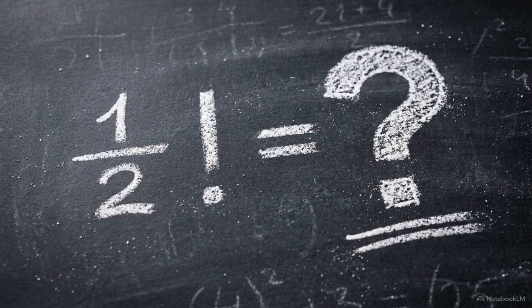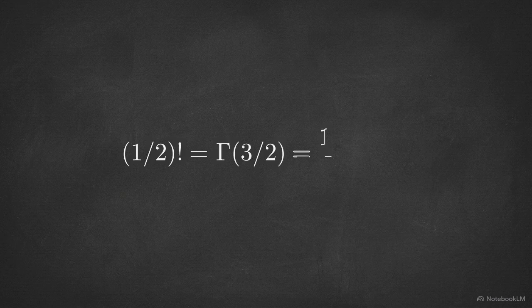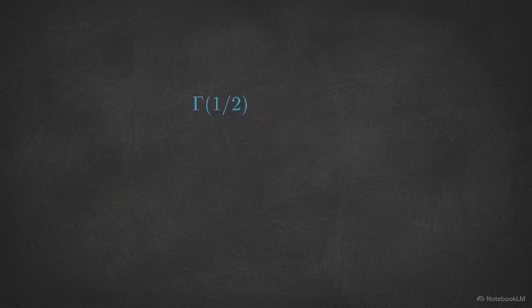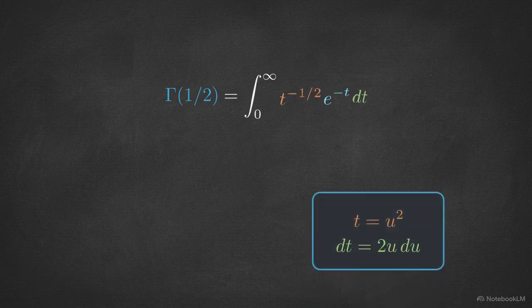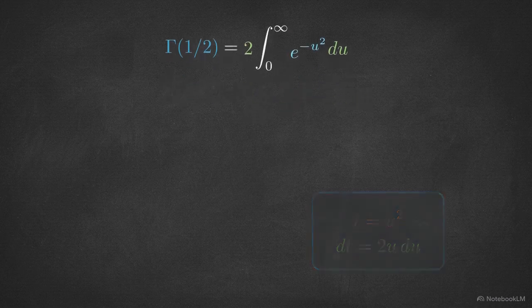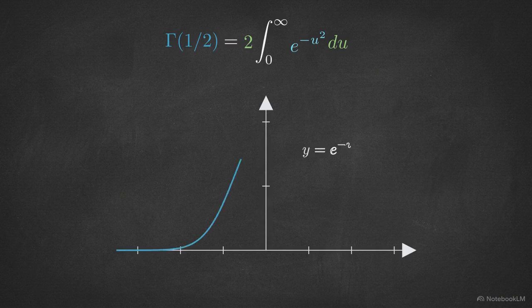This brings us back to the original question: what is the factorial of 1/2? Within the gamma framework, the factorial of 1/2 is equivalent to finding the value of gamma of 3/2. Let's look specifically at the base case, gamma of 1/2. To solve this integral, we use a variable substitution, setting t equal to u squared. This transformation turns our integral into the Gaussian integral, the function that describes the standard bell curve.